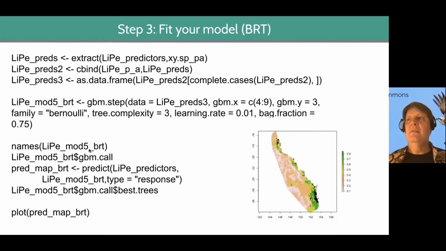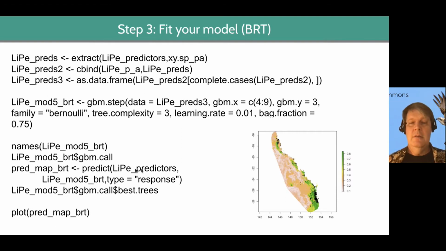There's a lot of different things that are stored in that model object. By calling names, we can look at it all. We can look at how we called this. So if you've forgotten what that line of code looked like, it's stored in your model object. And then we can predict, just like we predicted with the Maxent model.